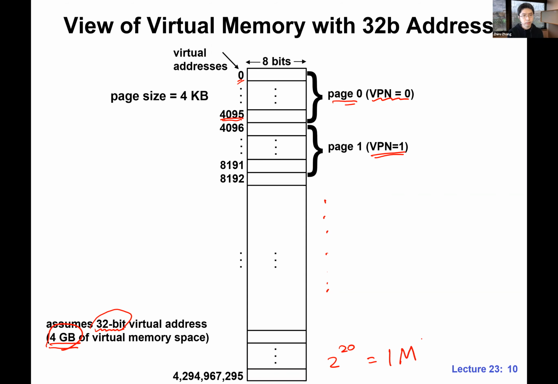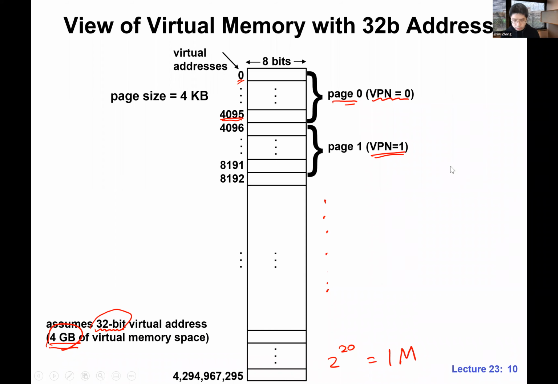Any questions about the VPN, and how we do the virtual addressing? Basically, this is a view for a program. The program sees these virtual addresses. Of course, we need to somehow translate this into the physical addresses.